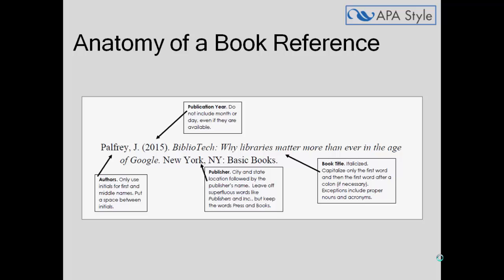Finally comes the publisher information, starting with the location of the publisher, the city and state, a colon, and then the name of the publisher. And you should leave off superfluous words like publishers or Inc., but keep the words press and books.